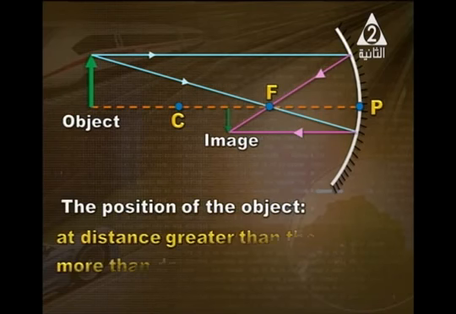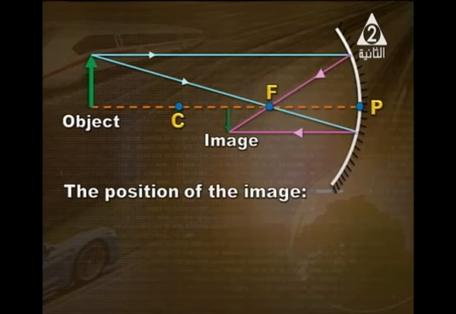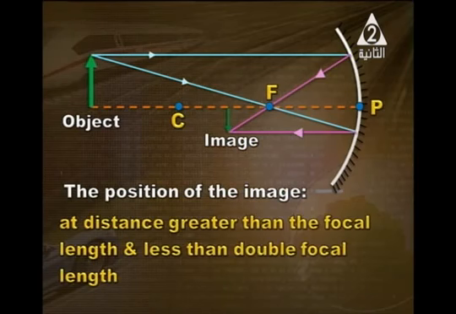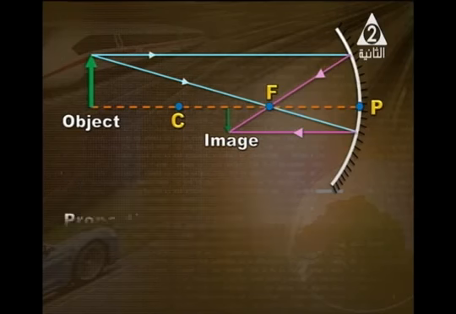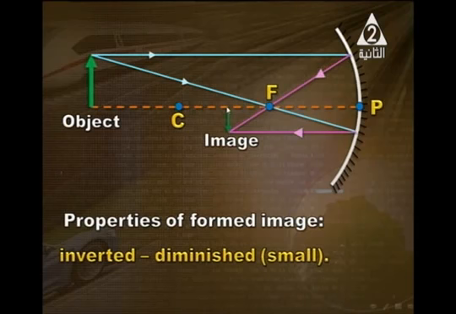The position of the object is at a distance greater than the radius, at a distance more than double the focal length. The position of the image is at a distance greater than the focal length and less than double the focal length. What are the properties of this image? We see that this image is inverted. We see the image inverted and diminished.